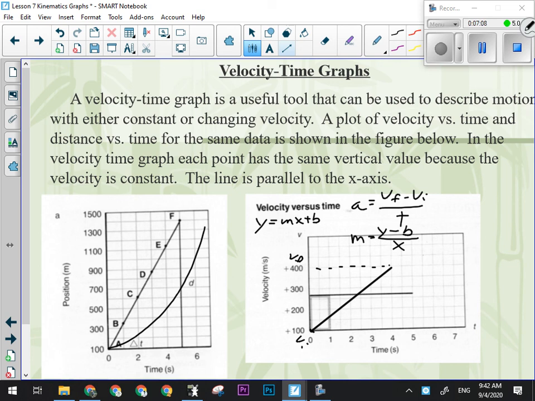Again, it's not something I have to memorize. It's something I just worked out. I just looked at what was on the graph. I looked at the graphing equation and figured out, oh, the slope of this graph is acceleration. Everybody all right with that?